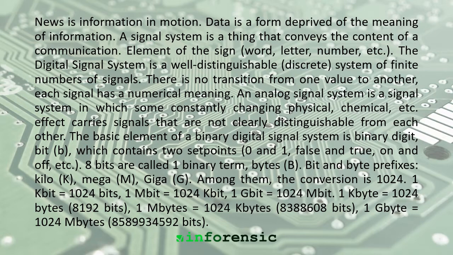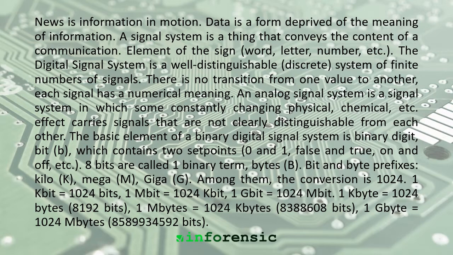A signal system is a thing that conveys the content of a communication. Element of the sign: word, letter, number, etc. The digital signal system is a well-distinguishable, discrete system of finite numbers of signals. There is no transition from one value to another; each signal has a numerical meaning. An analog signal system is a signal system in which some constantly changing physical, chemical, etc. effect carries signals that are not clearly distinguishable from each other.